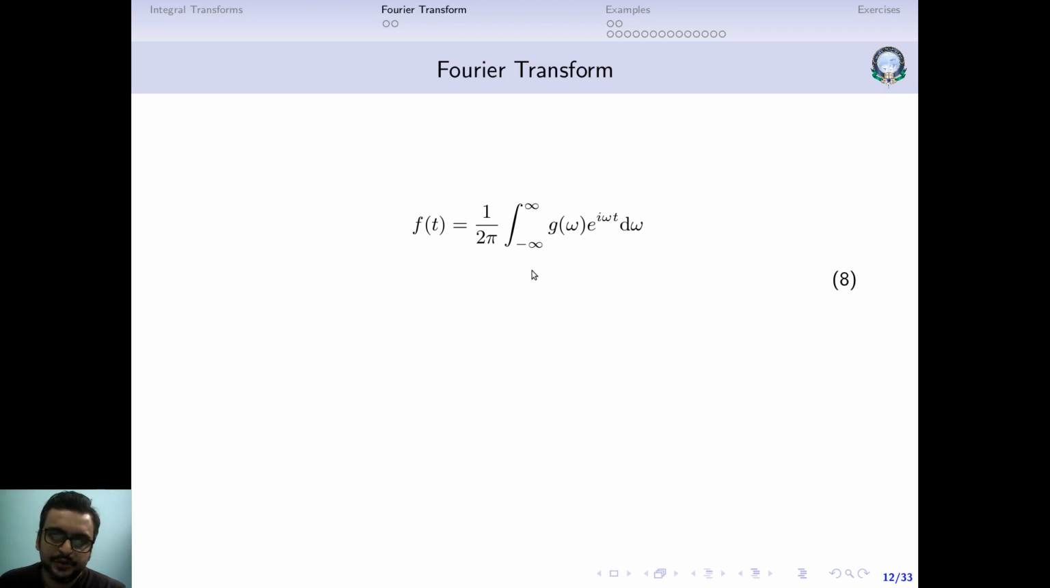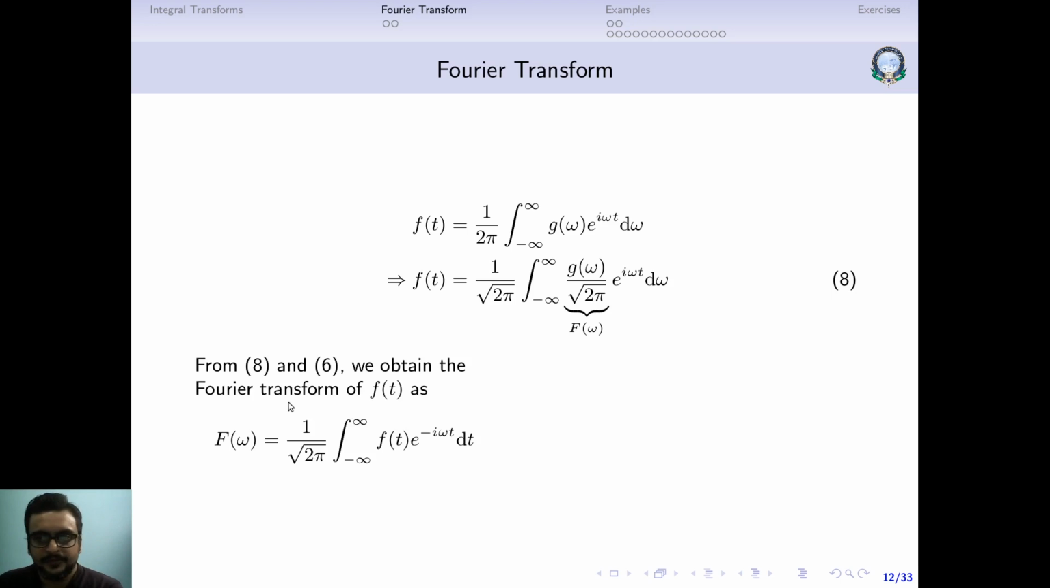Or what we could do is make it look more symmetric. The 1 by 2 pi that we have outside, we could split up into 1 by root 2 pi and 1 by root 2 pi. That 1 by root 2 pi you keep here, and the other 1 by root 2 pi you take inside. So g omega divided by root 2 pi, and this other root 2 pi you keep outside here. Then this combination, that is g of omega divided by root 2 pi, you call f of omega, and this also we can define as the Fourier transform of f of t. So you could either call this the Fourier transform, or you could call this the Fourier transform. The advantage of this is that when you call this the Fourier transform, then the Fourier transform and the inverse Fourier transform become really symmetric, as we will see.